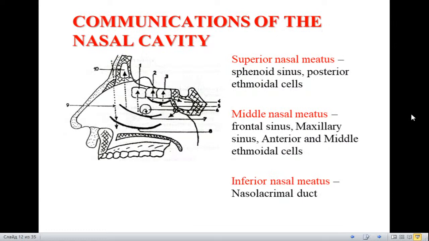I want to remind you once more about the communications of the nasal cavity with the paranasal sinuses. In the superior nasal meatus open the sphenoid sinus and posterior ethmoidal cells. The middle nasal meatus receives the frontal sinus, maxillary sinus, anterior and middle ethmoidal cells, and finally the inferior nasal meatus does not communicate with any paranasal sinuses, just the nasolacrimal duct opens there.